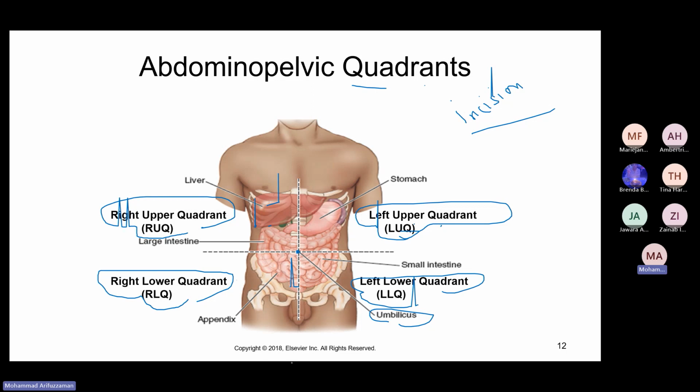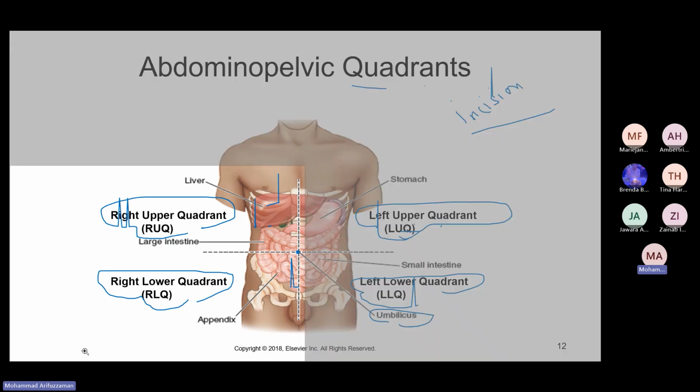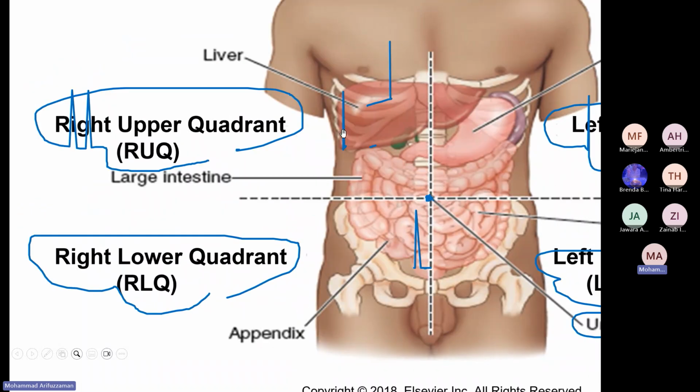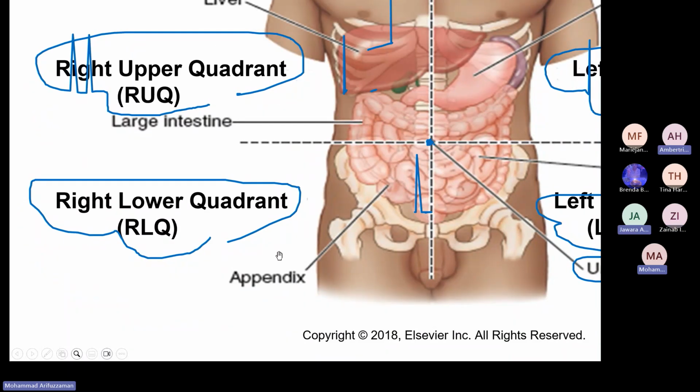Now, can you identify an important organ in the right lower quadrant? Liver? No, the liver is in the right upper. This is the liver. In the lower, the appendix. Now, for example, you are working in a hospital, especially in the emergency room, and you find a patient complaining of pain in the right lower quadrant. Which organ is possibly inflamed? Appendix. So appendicitis: patients complain of pain in the right lower quadrant.